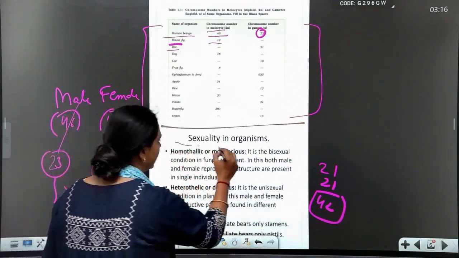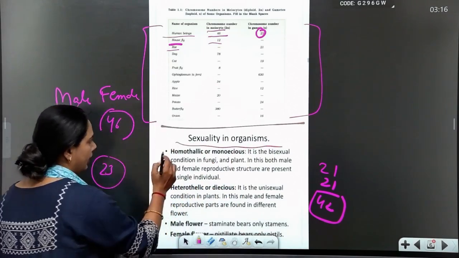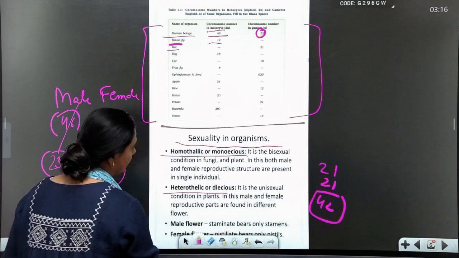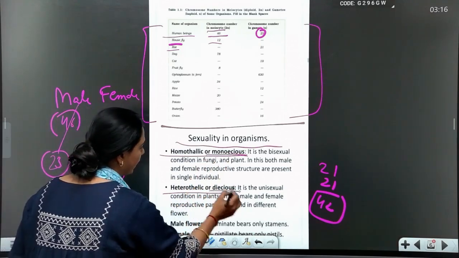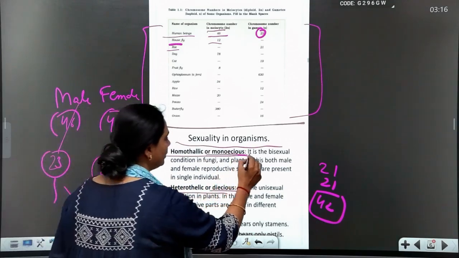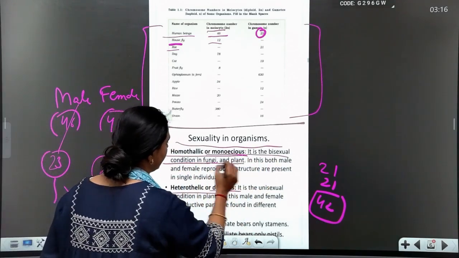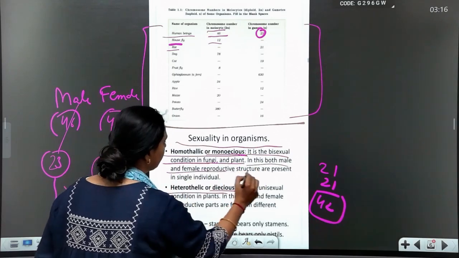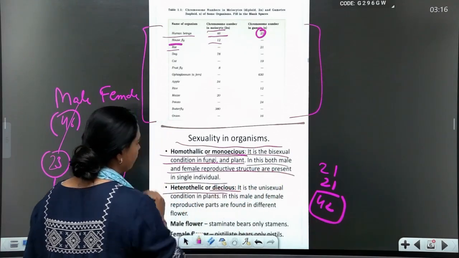Now, sexuality in organisms. Here, homothallic or heterothallic, or we call them monoecious or dioecious. What is that meaning? Clear that. It is the bisexual condition in fungi and plants, in which both male and female reproductive structures are present in a single individual.